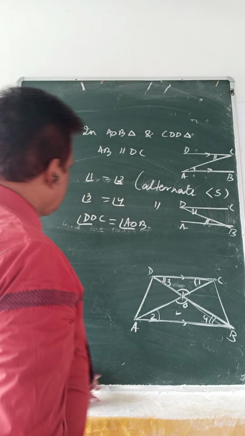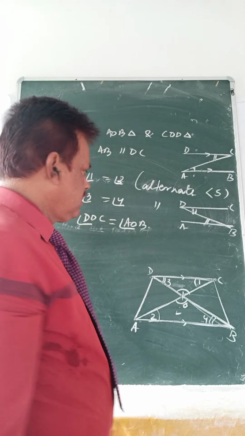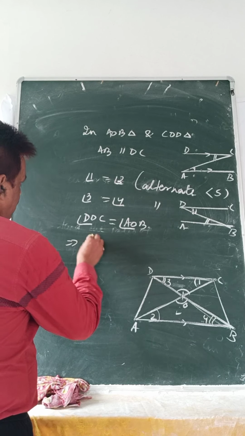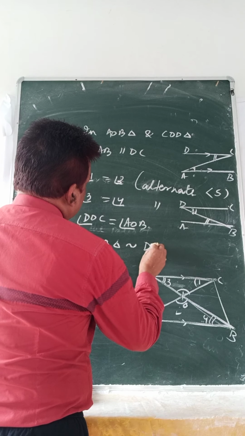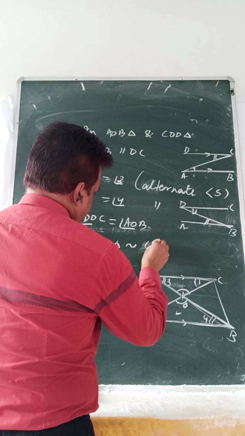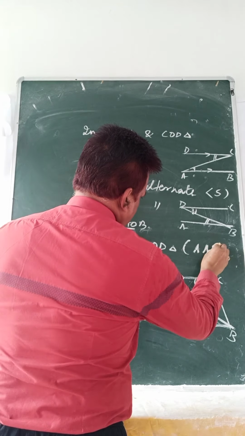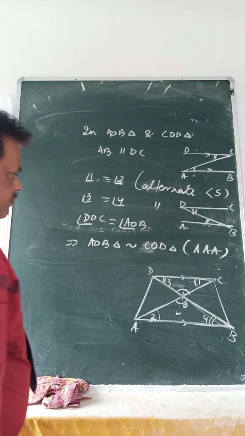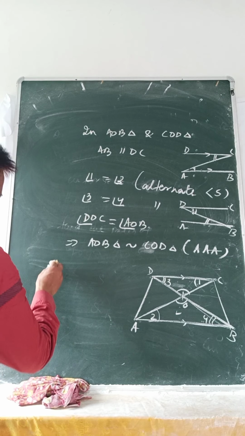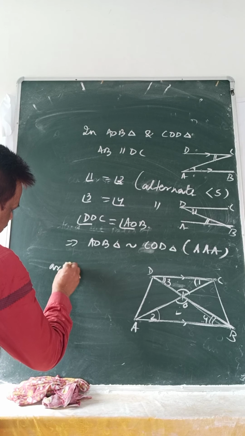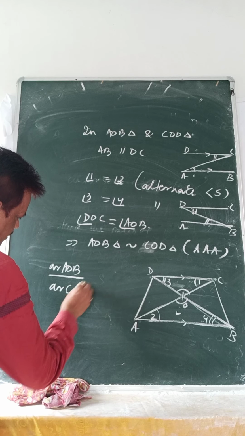Now, three corresponding angles being equal implies triangle AOB is similar to triangle COD. This is the angle criteria. Now that we proved they are similar, we can find area of AOB by area of COD.